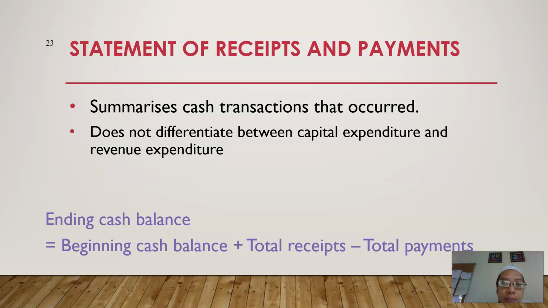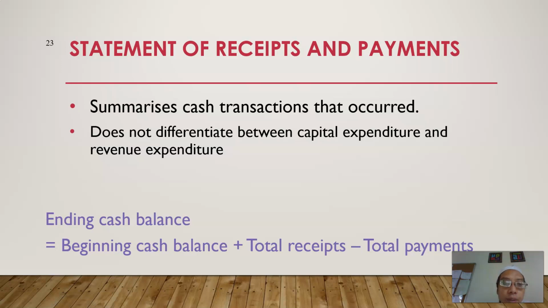So firstly is the statement of receipts and payments. What is the statement of receipts and payments? It summarizes the cash transactions that occurred. So if, for example, the organization has a cash account and several bank accounts, then all of the transactions in all of those cash accounts and bank accounts will be aggregated and presented in the statement of receipts and payments. So it will show all the cash-based transactions, receipts, the incoming cash as well as the outgoing cash.